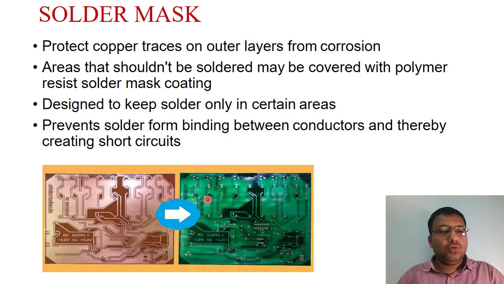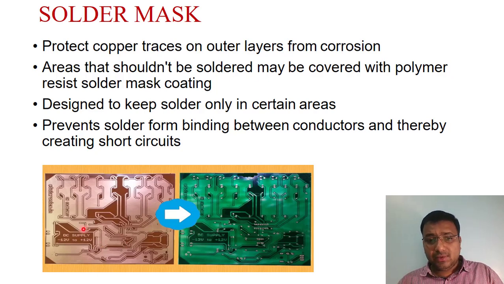Then next we need to apply a solder mask. To protect copper traces on the outer layers from corrosion, we need to apply a solder mask. Here is the design without a solder mask; I have designed this plus minus 12 volt power supply. I will show you the design of this as well, so we are going to design this. This is the PCB, and this is how it looks after applying the solder mask. It looks like this.